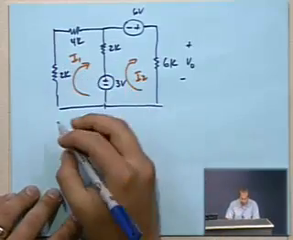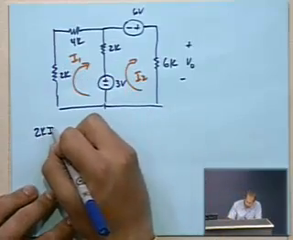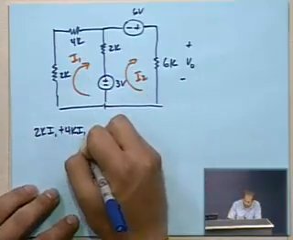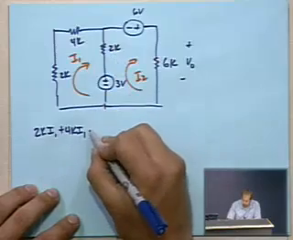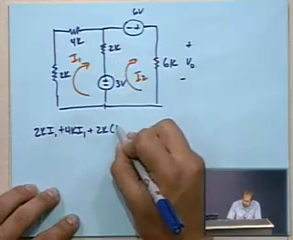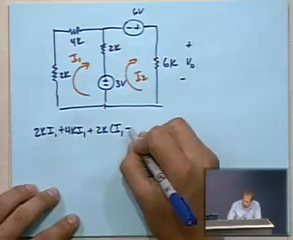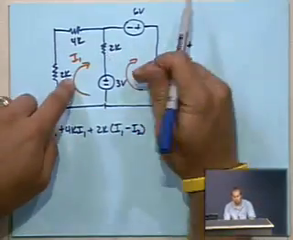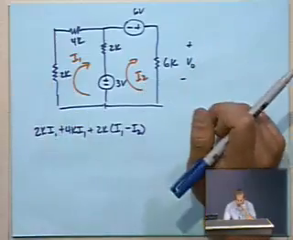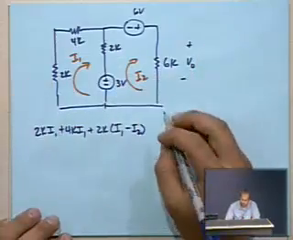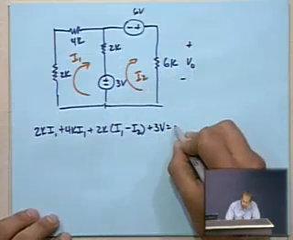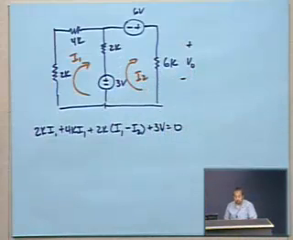So we've got 2K times I1. We've got 4K times I1. We've got 2K times (I1 minus I2), because that one's shared between these 2 loop currents. And then we run into the positive terminal of the 3 volt source. 3 volts equals 0. So that's around the first loop.